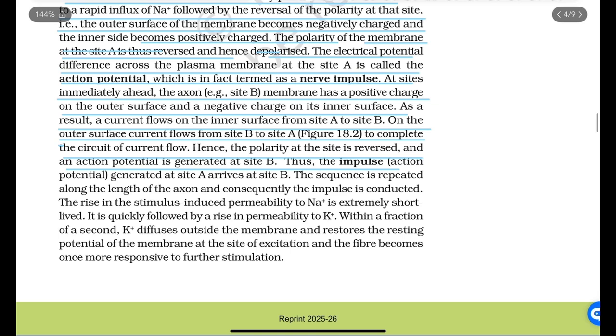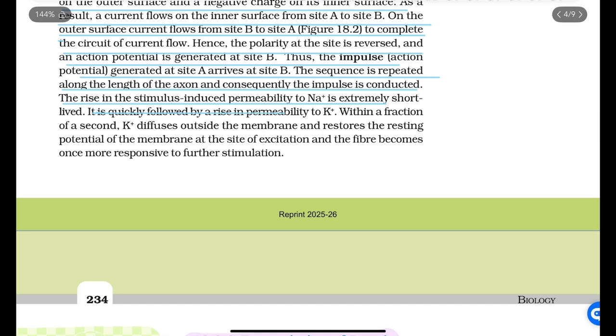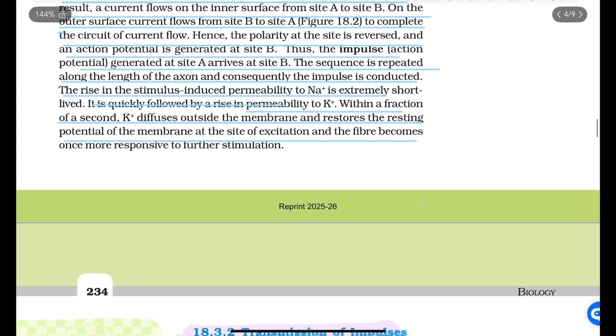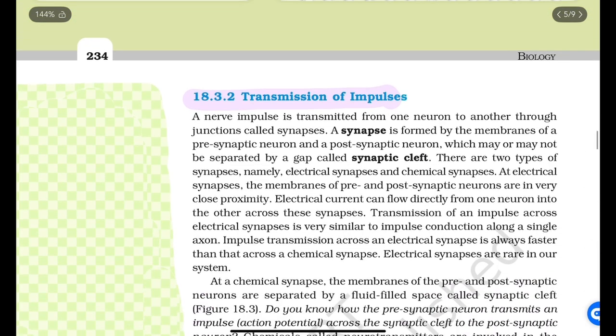Thus, the impulse, the action potential generated at site A, arrives at site B. The sequence is repeated along the length of the axon and consequently the impulse is conducted. The rise in the stimulus-induced permeability of Na+ is extremely short lived. It is quickly followed by a rise in permeability of K+. Within a fraction of a second, K+ diffuses outside the membrane and restores the resting potential of the membrane at the site of excitation, and the fiber becomes once more responsive to further stimulation.